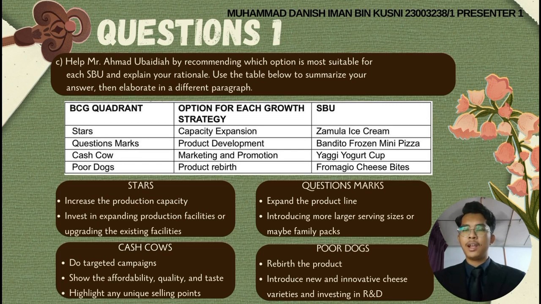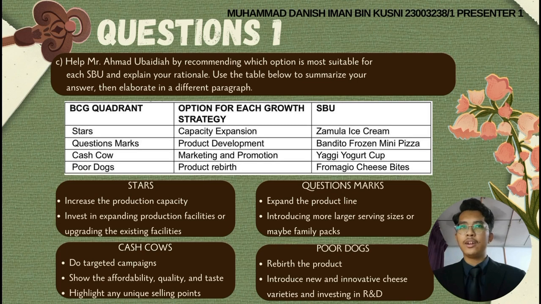growing demand needs. For question mark, the SBU is Bandito Frozen Mini Pizza, and the option for the growth strategy is to expand the product line by introducing larger serving sizes or maybe family packs. For cash cow, the SBU is Yagi Yogurt Cup, and the option for the growth strategy is to target campaigns to show the affordability, quality, and taste of Yagi Yogurt Cups. Yagi Yogurt Cup can highlight any unique selling points.